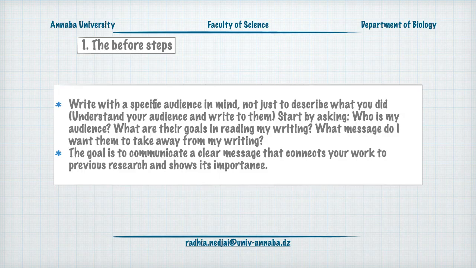At the same time, it's important to think about the audience. A good writer always asks, who am I writing for? What do they need to understand? And what message should they take away? So, the goal is to communicate a clear message that connects your work to previous research and shows its importance.